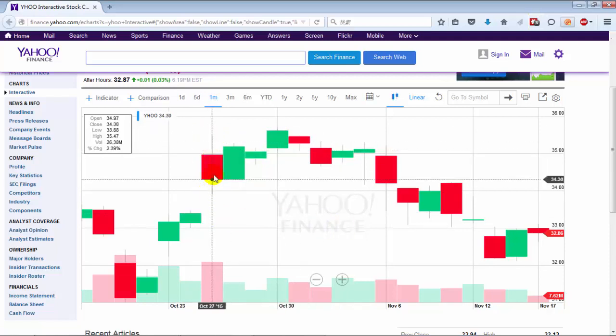Now, if you're using interactive charts from Yahoo, you can see at the top left there's a little box that gives you those statistics: the open, close, low, and high.